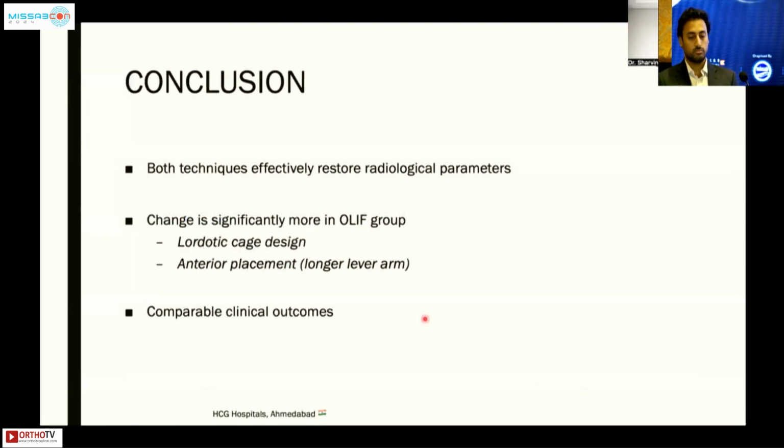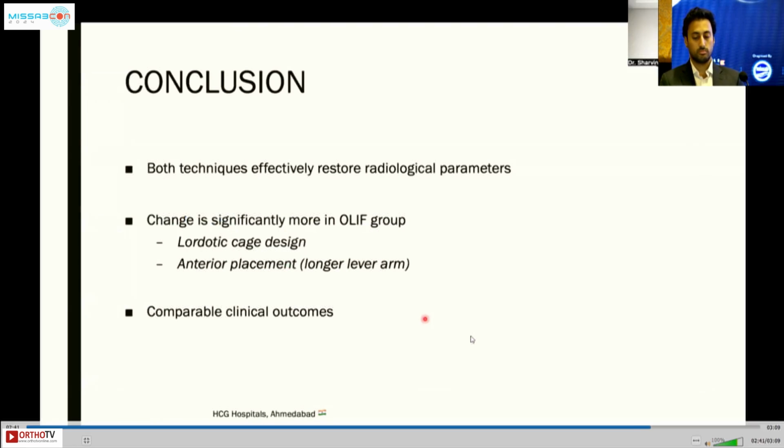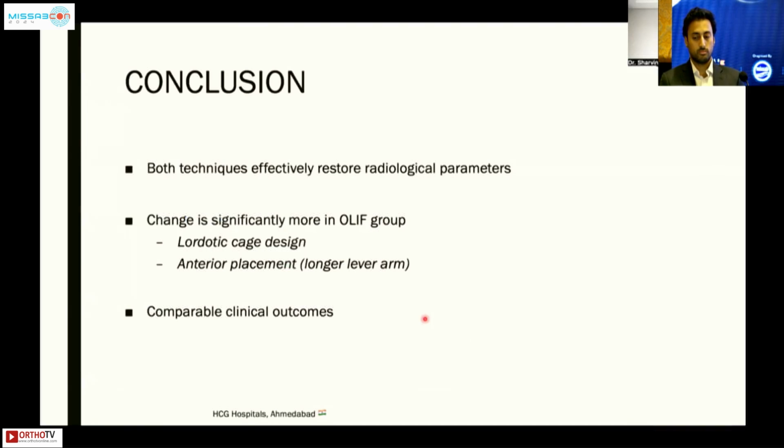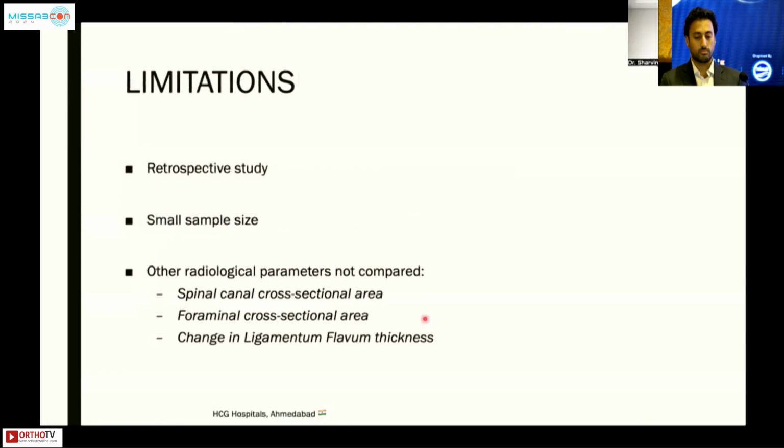So in conclusion, both techniques can effectively restore radiological parameters and comparable clinical outcomes can be achieved. The limitations include a retrospective study and a small sample size, and other radiological parameters such as spinal canal cross-sectional area, foraminal cross-sectional area and the change in ligamentum flavum thickness were not taken into consideration.